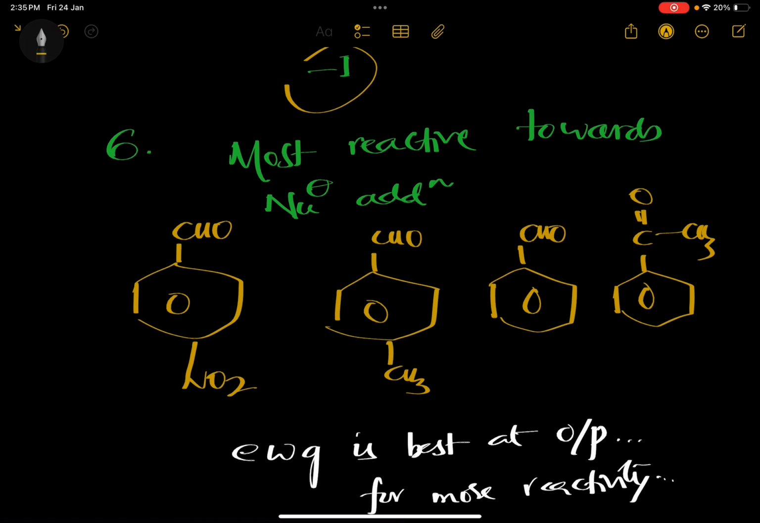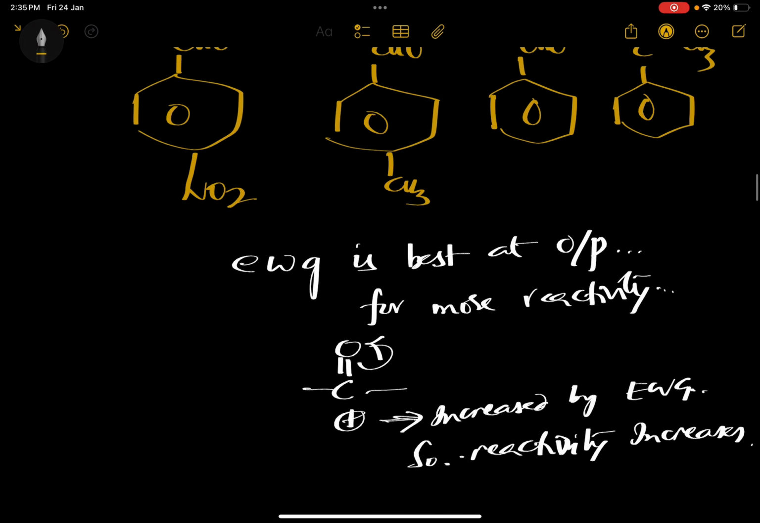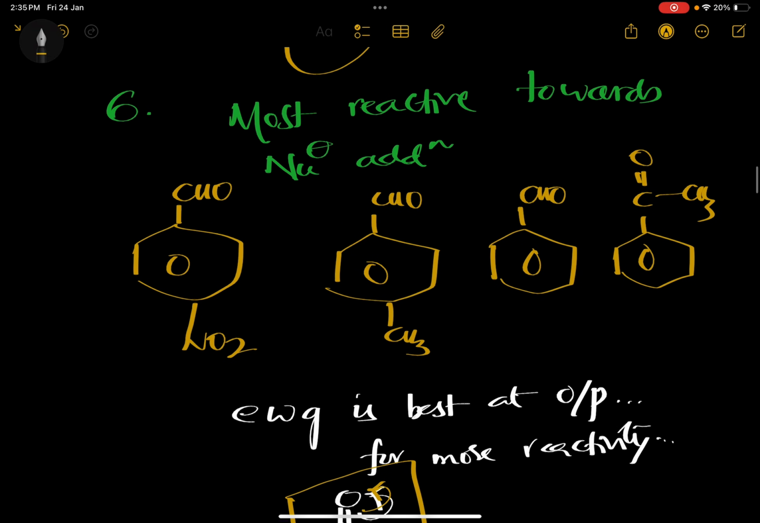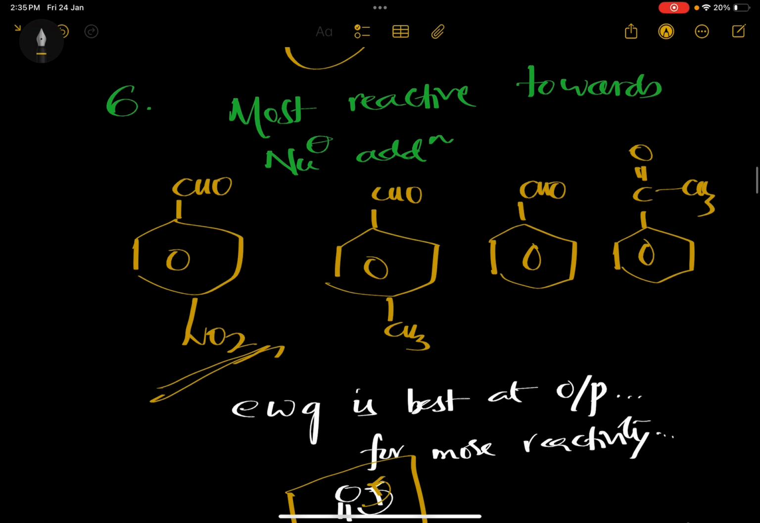Most reactive towards nucleophilic addition. Most reactive towards nucleophilic addition means, when we have an aldehyde or ketone group like this, when oxygen is gaining the electron pair, carbon gets a plus charge. If this plus charge is unstable, that is more reactive. So that becomes unstable by electron withdrawing groups at ortho and para positions, so NO2 is best.